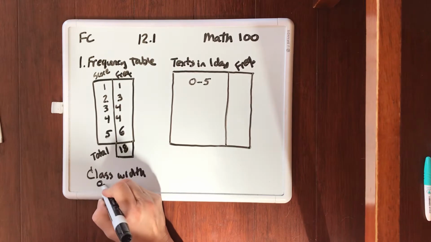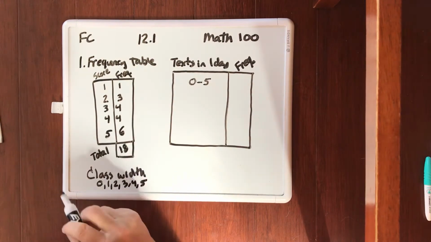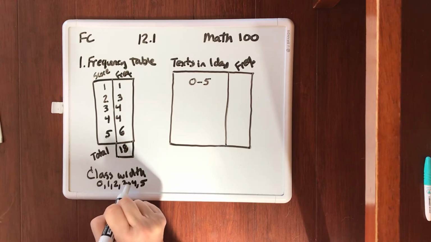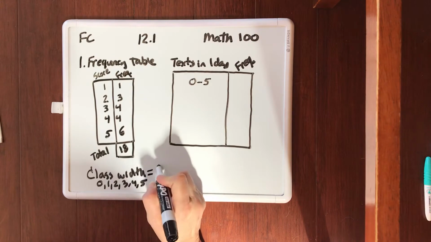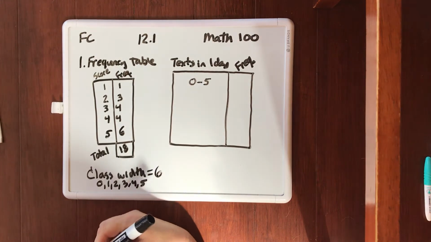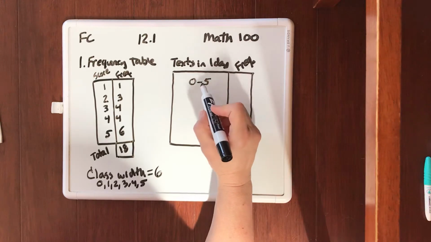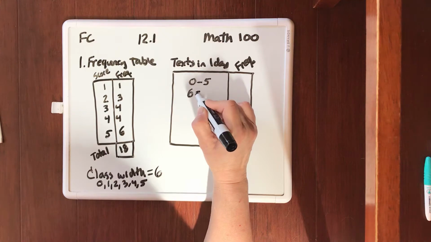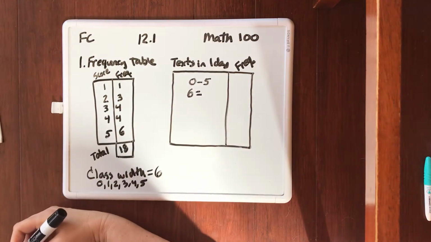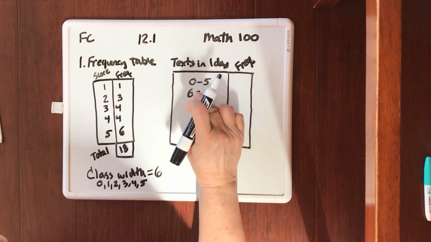Well, if we write out 0, 1, 2, 3, 4, 5, that's 1, 2, 3, 4, 5, 6. There's 6 different answers. So the class width is going to be 6. So now we have to make all of them the same width. So if it ends in 5, we're going to start in 6. And then what are we going to add to it? Are we going to add 5? Or are we going to add 6?